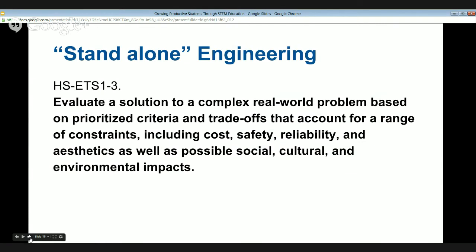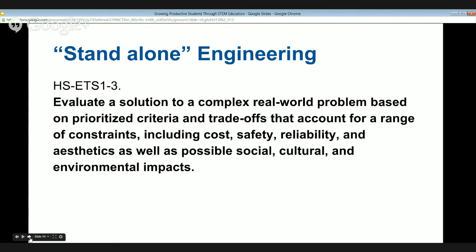In high school, take a look at this standard. Evaluate a solution to a complex real-world problem based on prioritized criteria and trade-offs that account for a range of constraints, including cost, safety, reliability, and aesthetics, as well as possible social, cultural, and environmental impacts. That's huge. And that could be integrated really well when looking at energy.